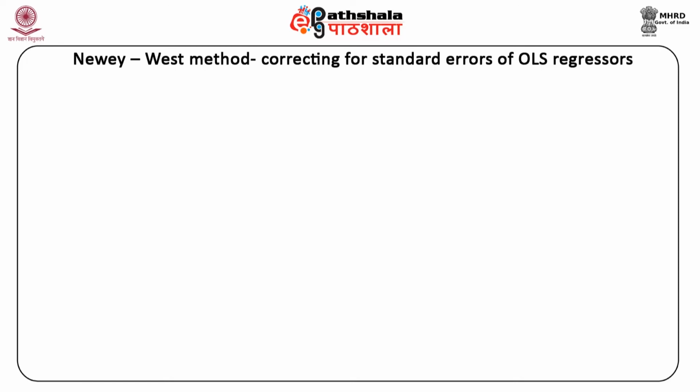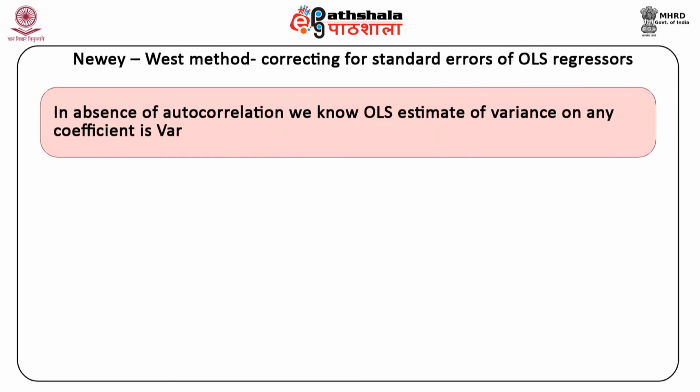When the exact form of autocorrelation is not known, or when the independent variables in the regression model are not exogenous, then it is better to estimate the model by the usual OLS procedure, but correct the standard errors of the estimates for different forms of autocorrelation. In the absence of autocorrelation, we know the OLS estimate of variance of any coefficient, variance of beta hat, is equal to sigma u hat square upon n into variance of x.